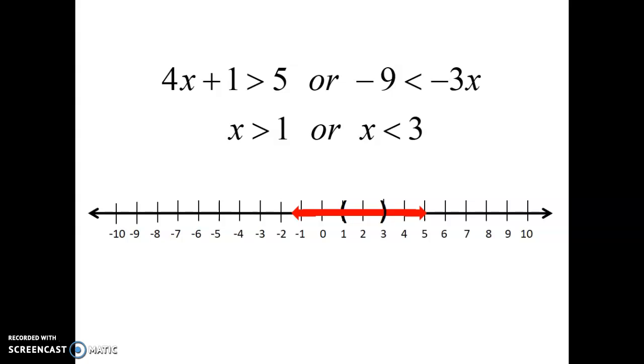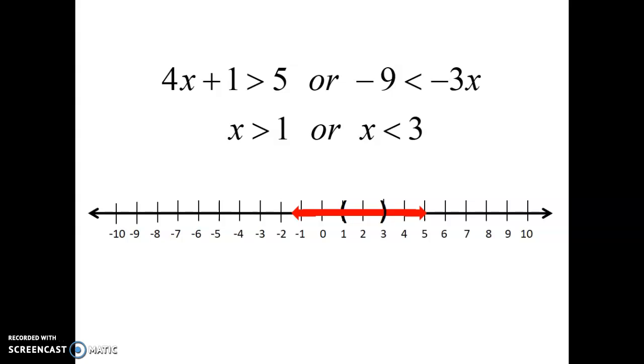So if you think about the answers, it only has to satisfy one of the inequalities to be true because it is an OR. Let's put in 0. Is 0 greater than 1? Well, no. But is 0 less than 3? Well, yes. So as long as it answers one of the two inequalities as an OR, you're fine.